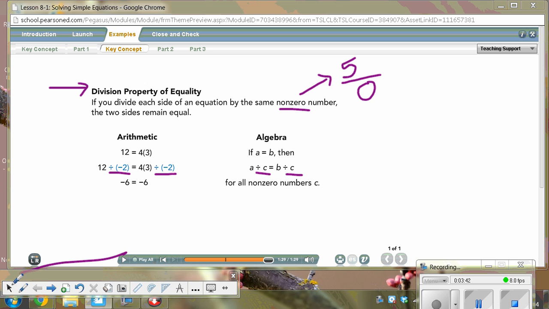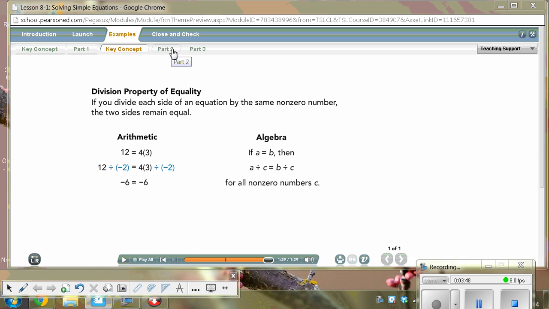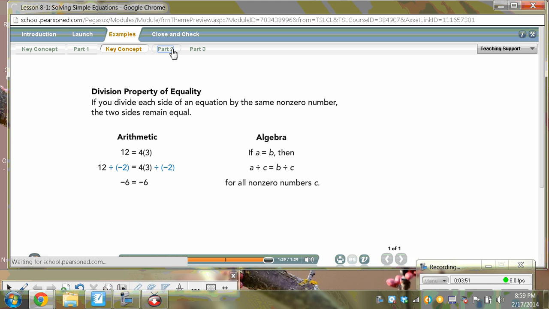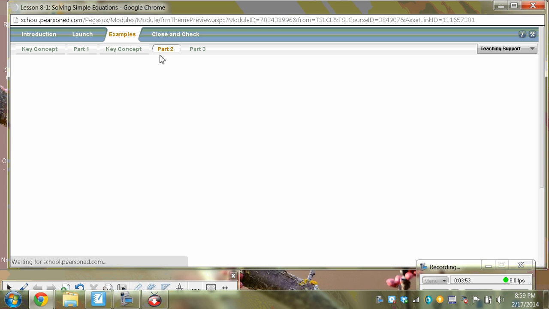Okay, so let's go ahead and see if I can manage to write on the board when I don't mean to. And go to our part 2 where we get to practice this. If you need to pause at any point to capture something, make sure you do.